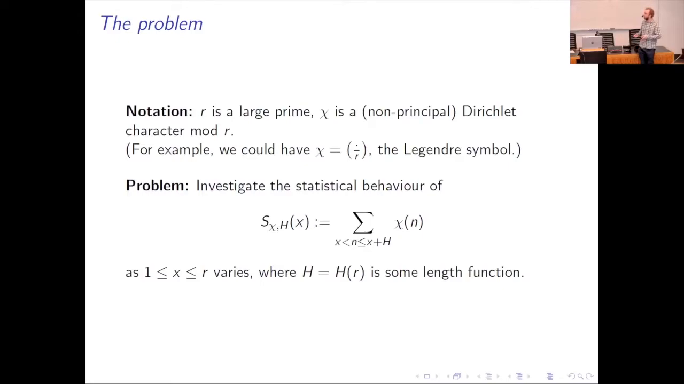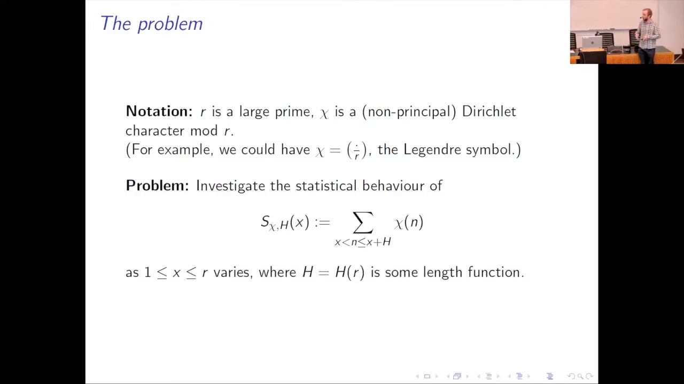So what we're going to do is look at the sum of our Dirichlet character as we slide the interval of summation around. And this will give a lot of different values, because as the start position of the sum moves, the sum will take different values. And I want to think about what's the distribution of these values for the different start positions of the sum.